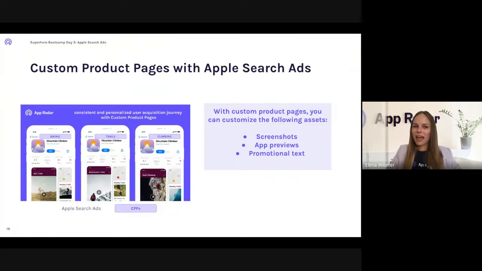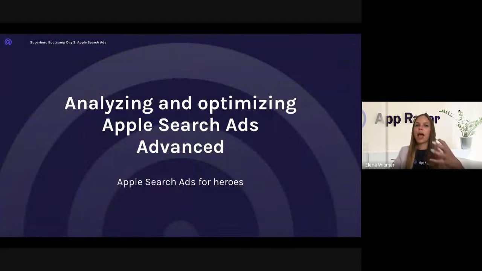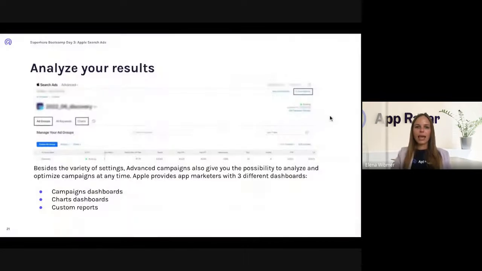Now that we have done the keywords, we know how to set up a campaign, how to use creatives, and that you can customize your user journey with custom product pages, it comes to time to analyze and optimize the Apple Search Ads Advanced campaigns. In the Apple Search Ads UI itself, you have, besides a variety of different settings, also the possibility to analyze and optimize the campaigns in different ways.